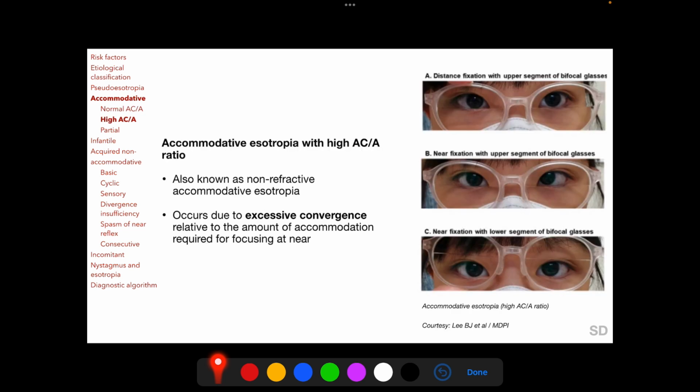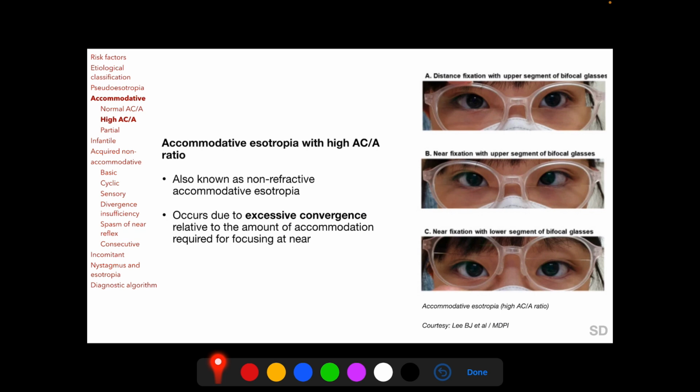Accommodative esotropia with high AC by A ratio is also known as non-refractive accommodative esotropia, and it occurs due to excessive convergence relative to the amount of accommodation required for focusing at near. So in accommodative esotropia with normal AC by A ratio, which we have just discussed, the amount of convergence for the amount of accommodation is normal. But since the amount of accommodation is high because of the high hyperopia, the amount of convergence is also high.